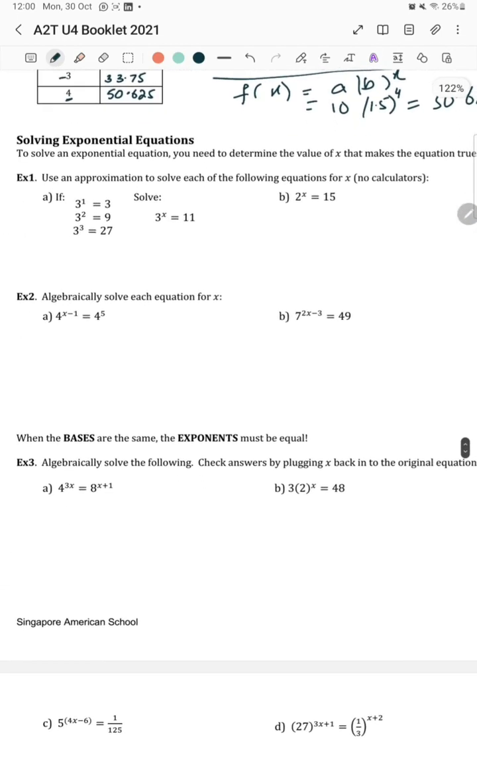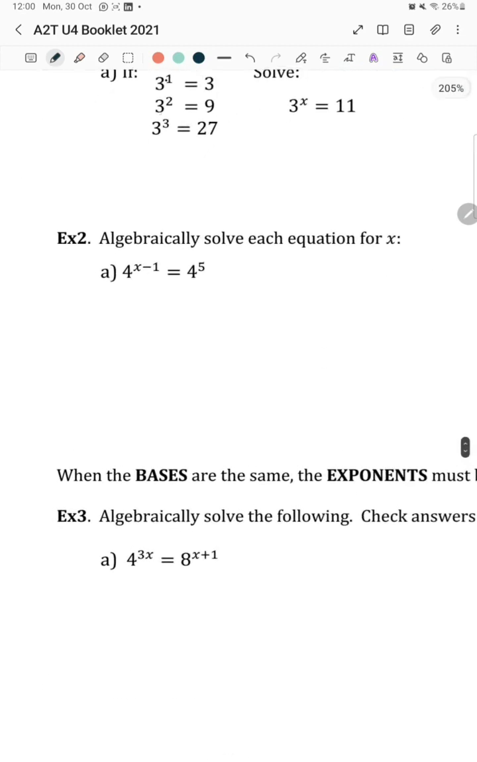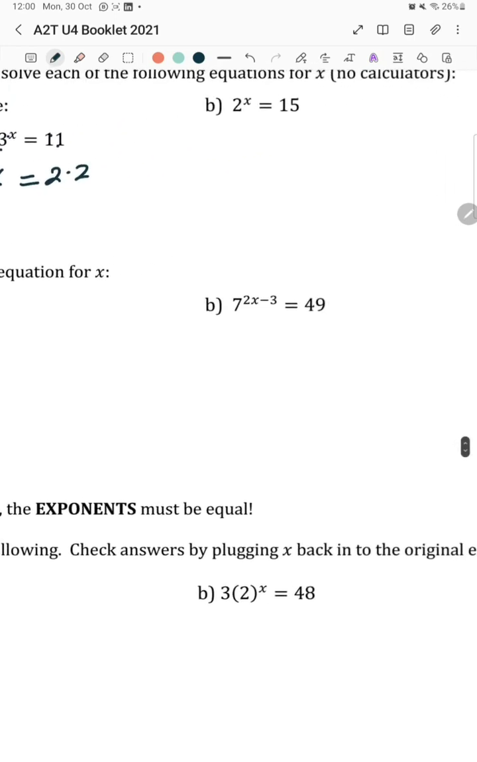Okay, solving exponential equations. Use an approximation to solve each of the following equations for x. No calculators. So 3 to the power 1 is 3, 3 to the power 2 is 9, 3 to the power 3 is 27. So 3 to the power x is 11, because 3 to the power 2 is 9 and 3 to the power 3 is 27. So what would be x? It is between 9 and 27. So it's nearest to the 9, so it can be 2.2. It's an approximation.